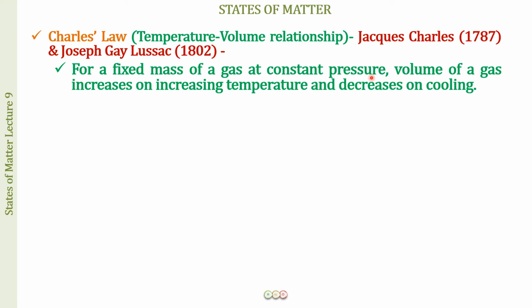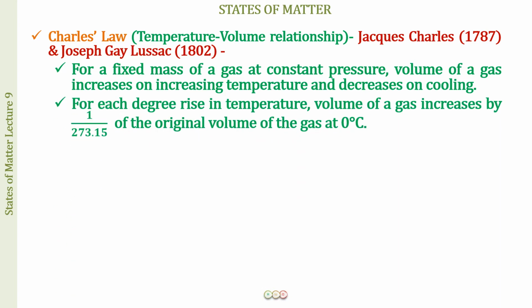Now, the next thing that comes into anybody's mind is how much the volume of a gas is going to increase when we increase the temperature by a certain amount, right? So this is also what Charles' law gave us. They experimented and found that for each degree rise in temperature, the volume of the gas increases by 1 by 273.15 of the original volume of the gas at 0 degrees Celsius.